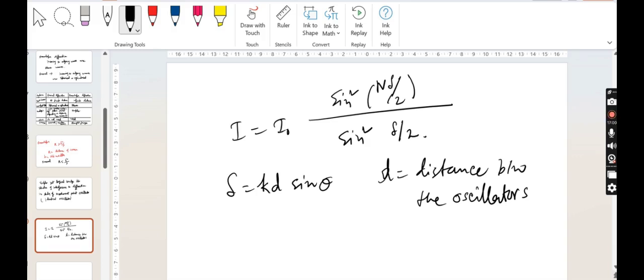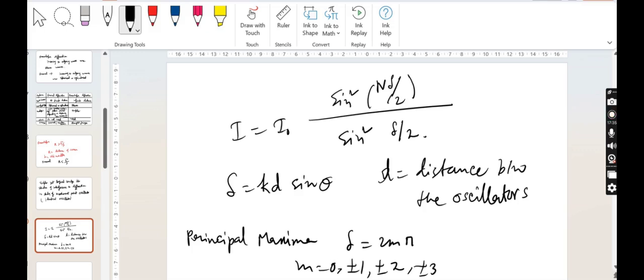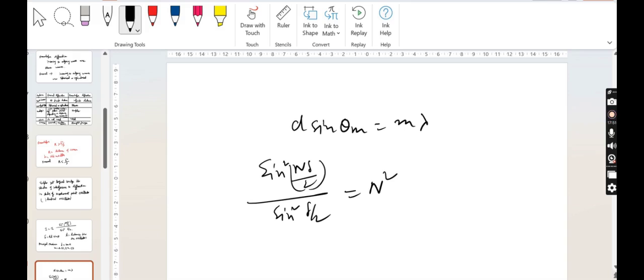So the upper term varies rapidly, but this term doesn't vary very rapidly as it is very slow. The combination of these two terms gives rise to a series of sharp principal peaks separated by a secondary maximum. The principal maximum occurs when delta is equal to 2 m pi, so when m is equal to 0, plus minus 1, plus minus 2, plus minus 3, d sine theta is m lambda, and sine square n delta by 2 by sine square delta by 2 becomes n square, for delta equal to 2 m pi. This is the principal maximum.